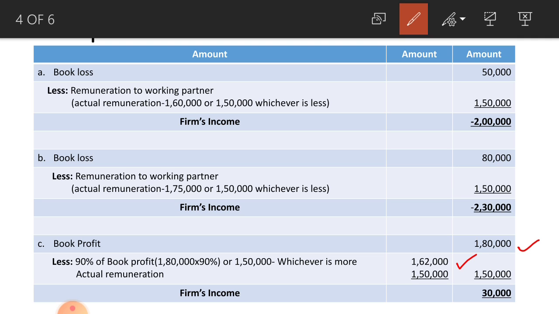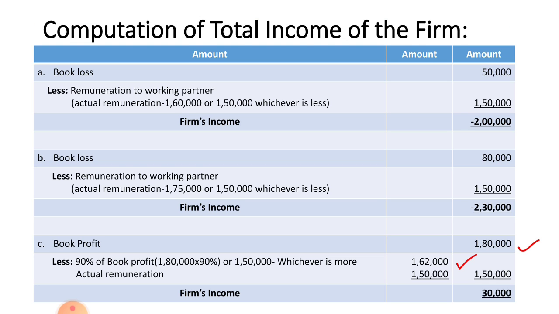Okay, first whichever is more, in the next step whichever is less. Here 1,50,000, that is actual remuneration, is less, so you have to consider 1,50,000. So when you deduct remuneration from book profit, you get the firm's income, that is 30,000 in the third situation.